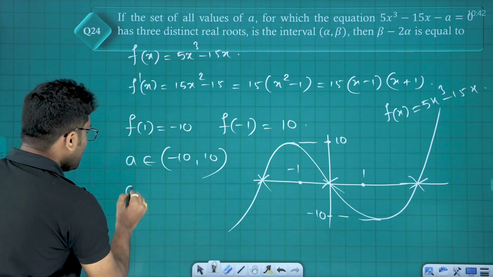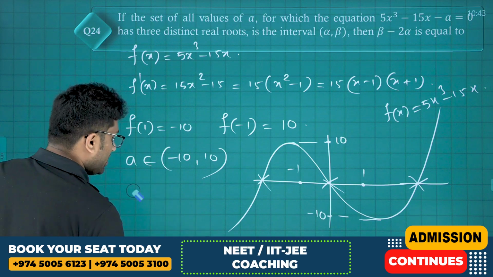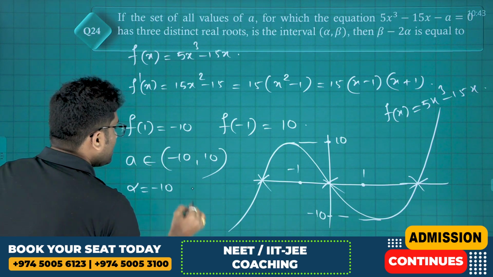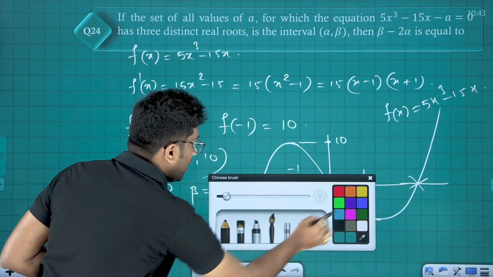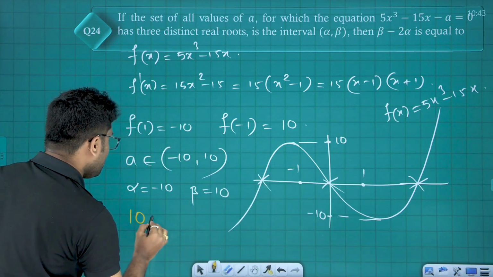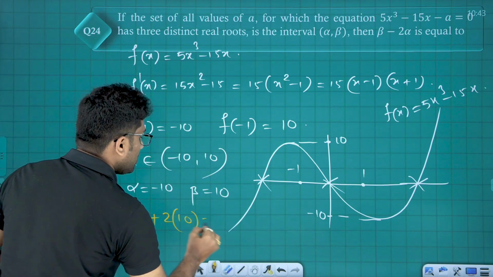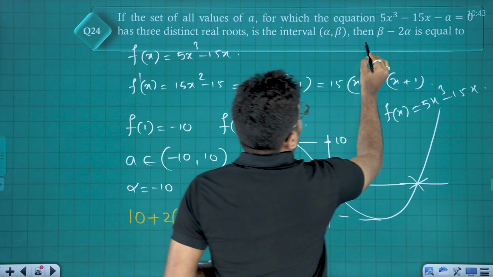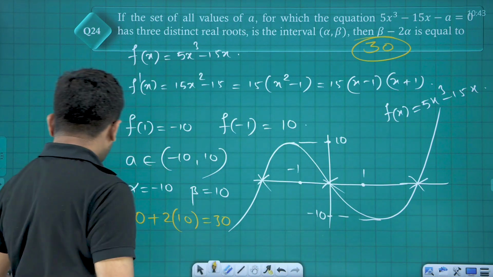Now they have given a belongs to minus 10 to plus 10, which means alpha is equal to minus 10, beta is equal to plus 10. Now they are asking beta minus 2 alpha. Beta is 10 plus minus of minus 2 into 10, which is equal to 30. Therefore, the answer is 30. Next question, friends.